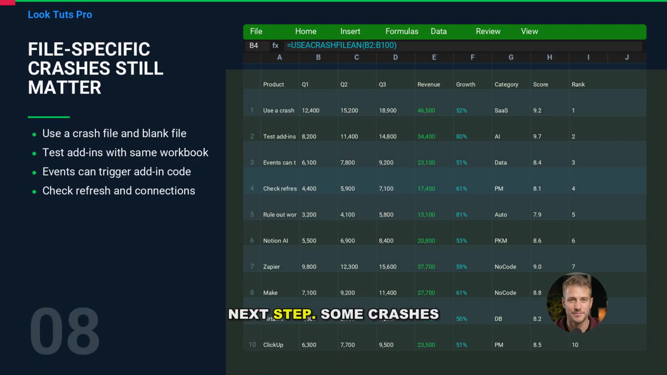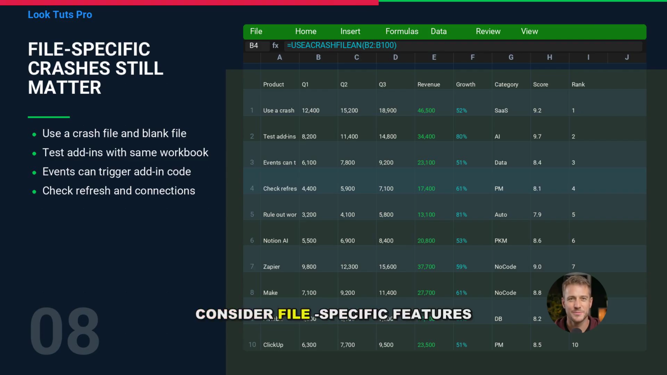Next step. Some crashes only happen with certain workbooks, and that can still be add-in related. Here's why. Add-ins often hook into workbook events like open, save, calculate, or refresh. So one file can trigger an add-in pathway that another file never touches. To test this, use two files: one that reliably triggers the crash, and a simple blank workbook that doesn't. If Excel only crashes with the problem file, you still isolate add-ins the same way, but you run the test script using that exact file.